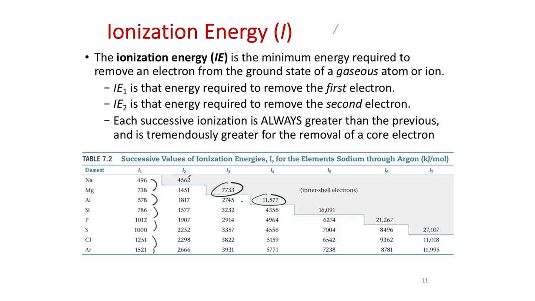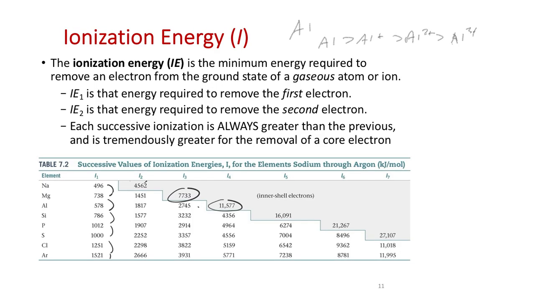Let's compare the size of aluminum this way. Aluminum is bigger than Al+, which is bigger than Al2+, which is bigger than Al3+, which is bigger than Al4+. So as you remove an electron, you make the atom smaller. As you make an atom smaller, what do you do to the electrons that are left over? They're closer to the nucleus. They're closer to the same charged nucleus.